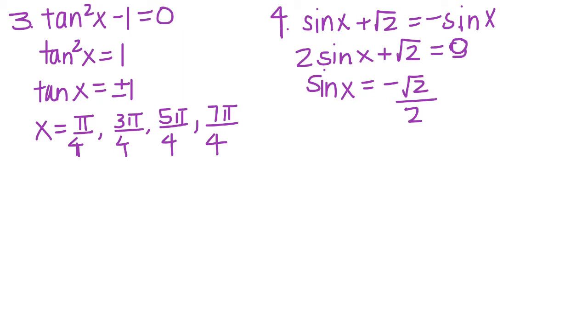Now go to your unit circle again, because now this is one of those exact values. And where in the world would sine of some angle give me negative root 2 over 2? Perfect. 5 pi over 4 and 7 pi over 4.